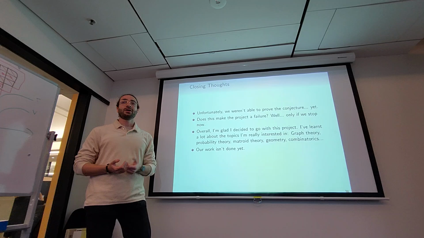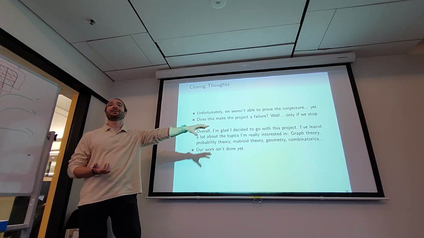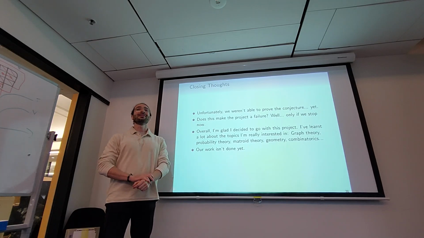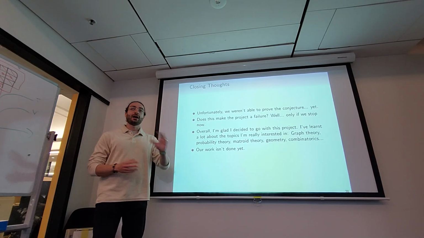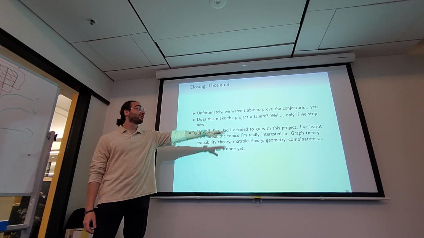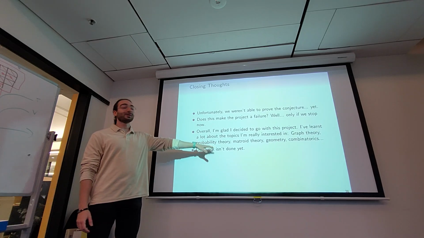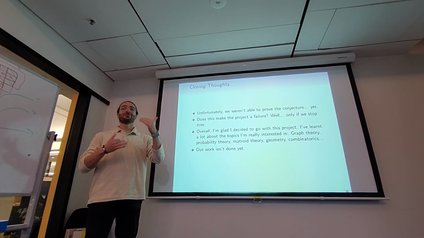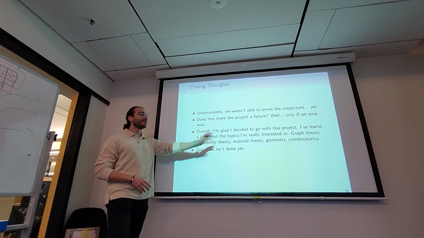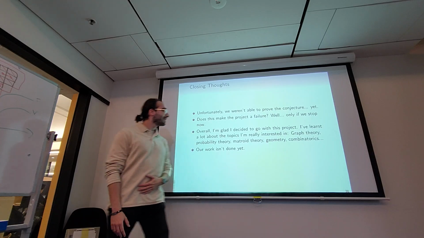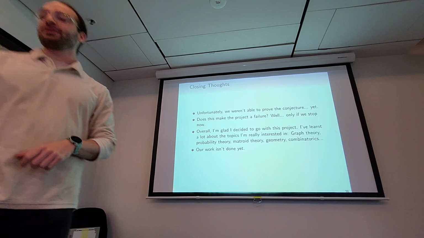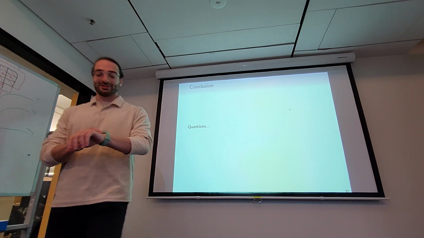So does this make the project a failure? Well, I don't think so, only if we stop, right? If we stop now and say, oh yeah, we tried our best, then it's a failure, but we're going to keep going. I think we can prove it. But regardless, I'm still glad we took the project. There's so much that I learned about a whole range of topics, in particular graph theory and a bit of probability theory, which I wasn't expecting to do a whole lot of, but trying to understand pen arrays, you have to learn some probability along the way. There's matrix theory, geometry, combinatorics, and yeah, our work isn't done yet. I think we're still on track, and hopefully we can prove it. And so, yeah, any questions?